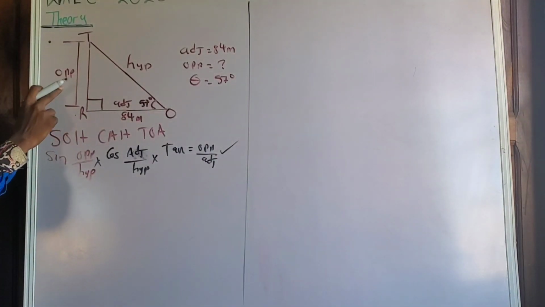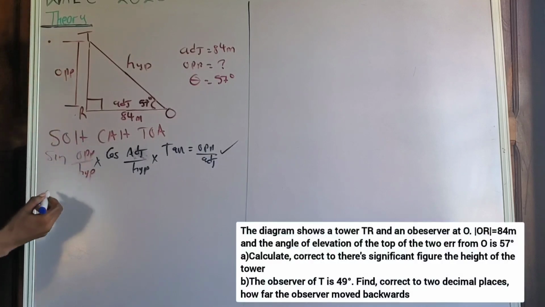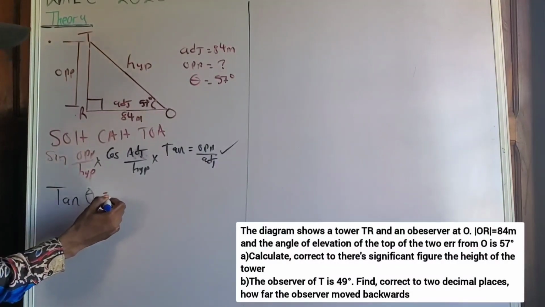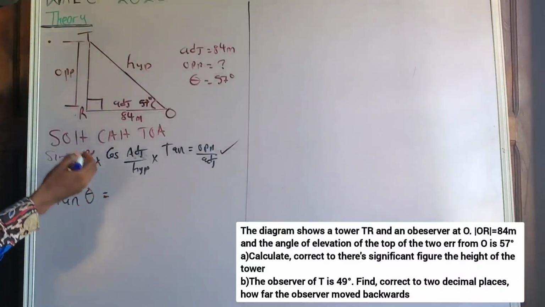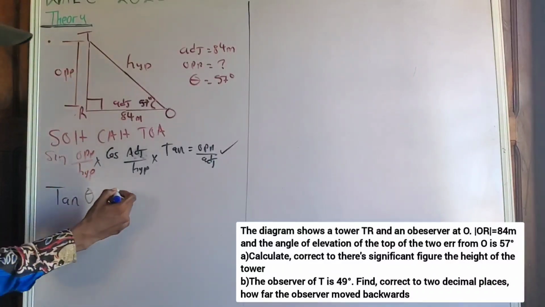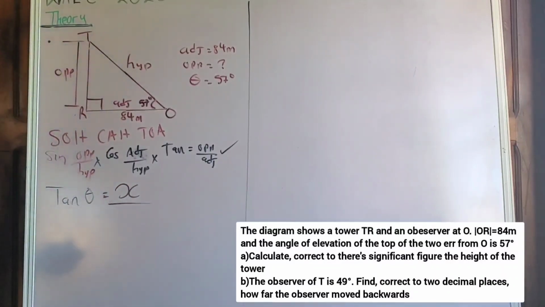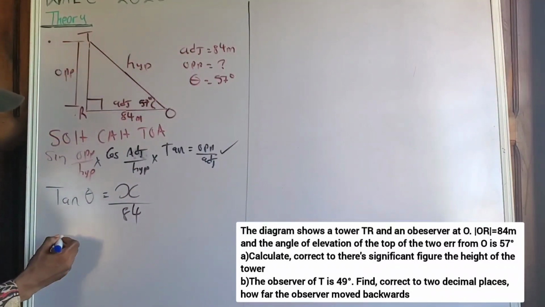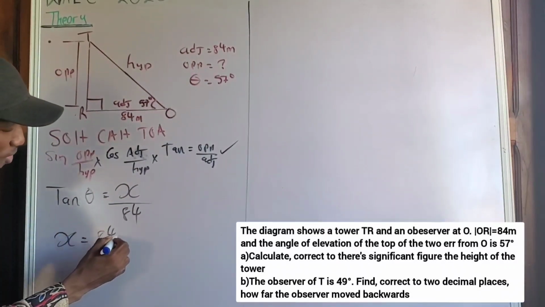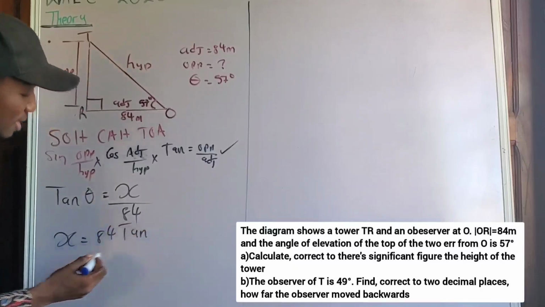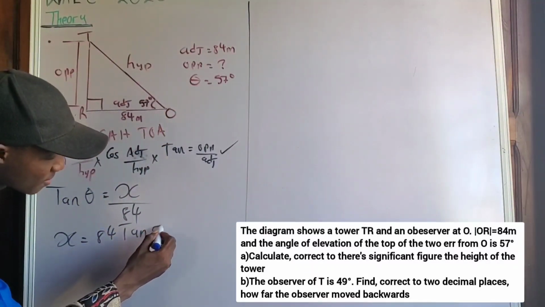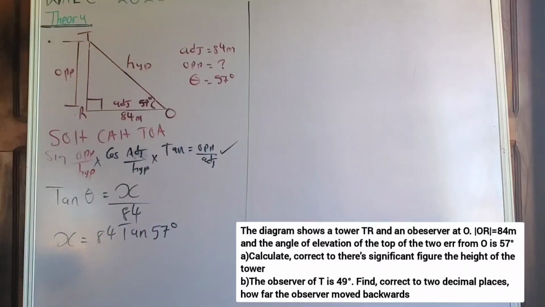To get the opposite, which is the height of the tower, tan theta will be equal to opposite over adjacent. The opposite is what we don't know, so let us represent it with the letter x. x over adjacent, and the adjacent has been given as 84. So x equals 84 tan theta. Theta is 57 degrees, so 84 times tan 57 degrees. Do you understand? Okay.